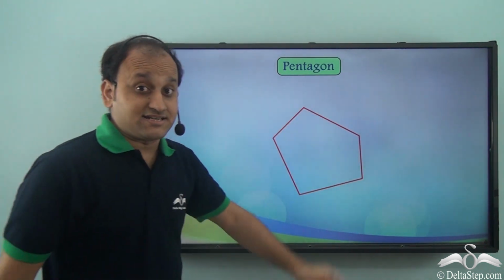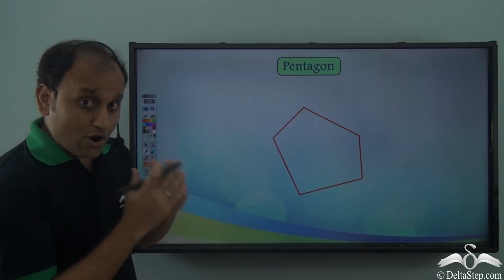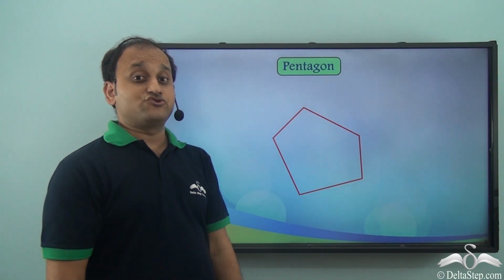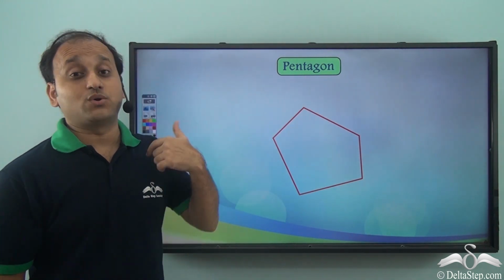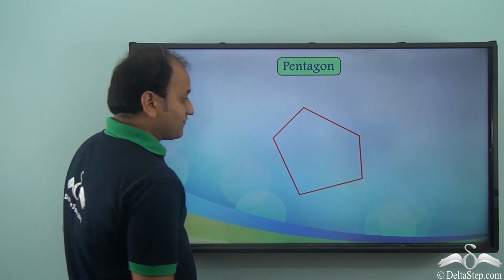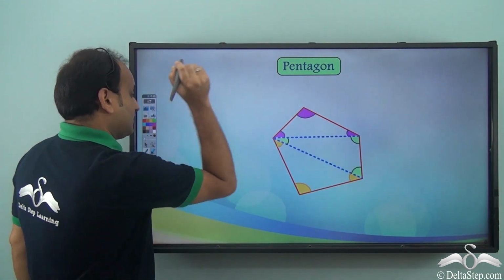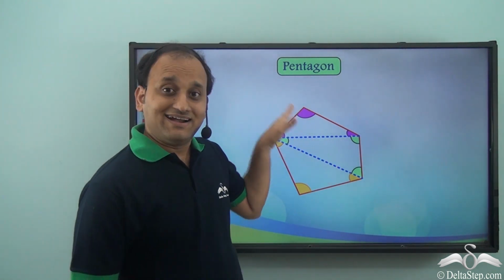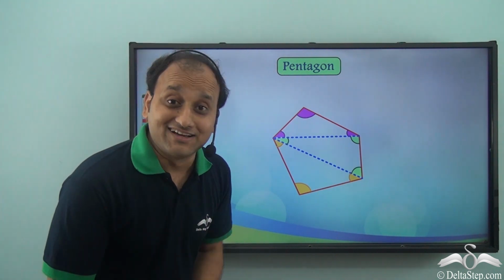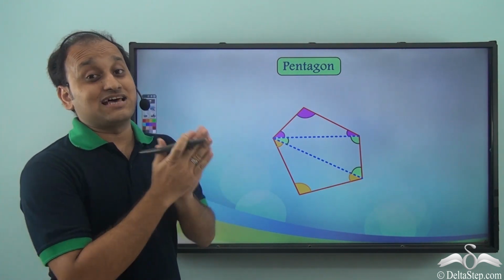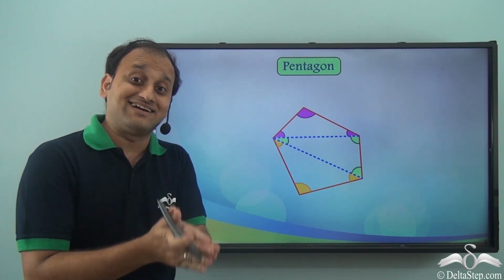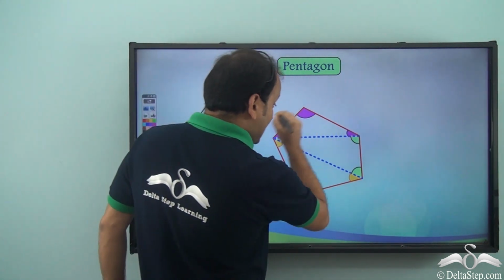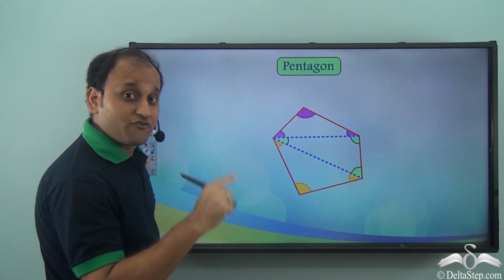Now, let's come to a pentagon. What about a pentagon? How can we find the sum of internal angles of a pentagon? Again, we'll have to draw diagonals, but not one, more than one. So, what we do is we draw such diagonals. And again, we have divided this pentagon into triangles, because we know that the sum of internal angles of a triangle is always 180 degrees. So, we have three triangles here, and for every triangle, what will be the sum of internal angles?